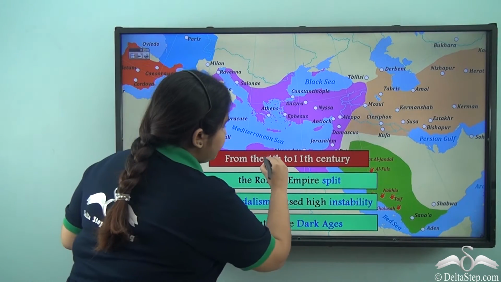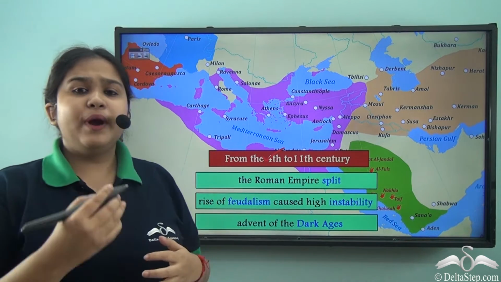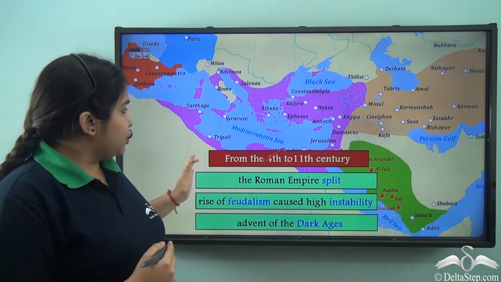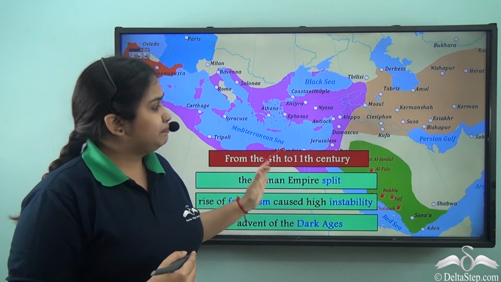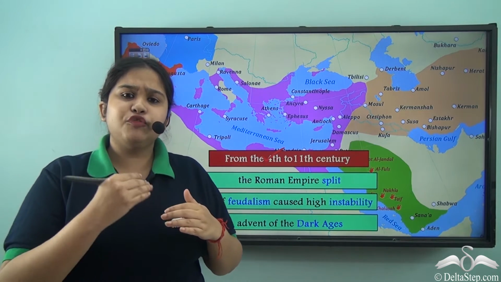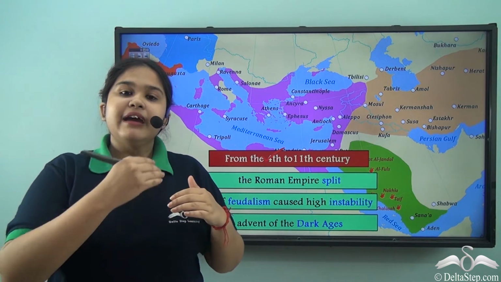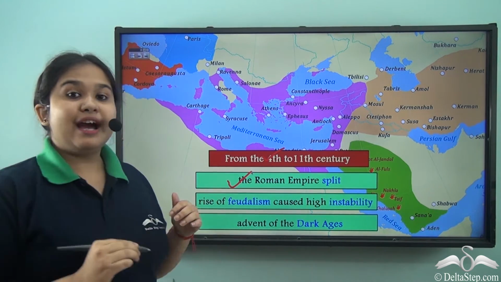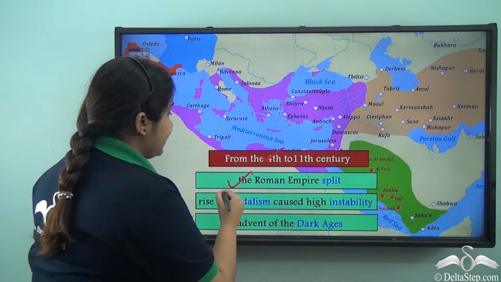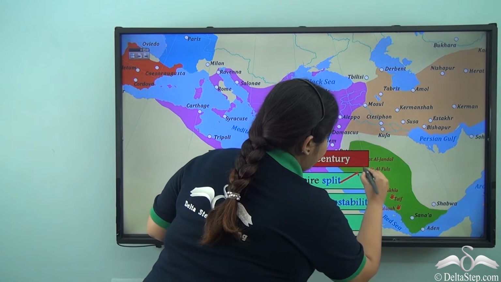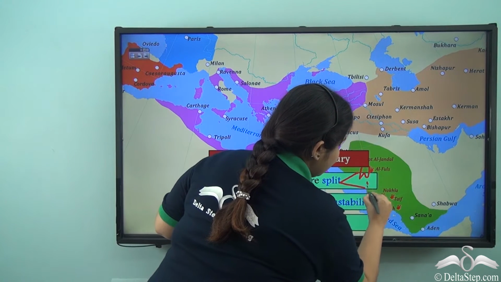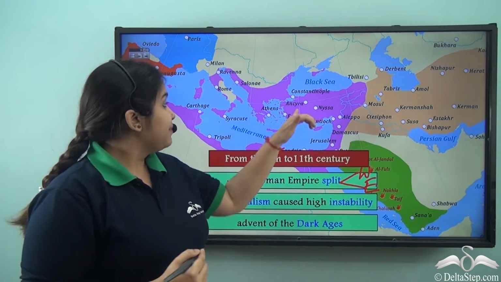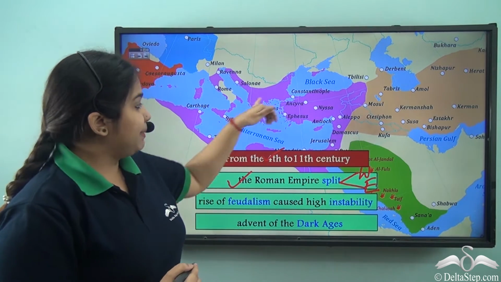So soon after, around the 4th century, the political situation started to change, because the Roman Empire was now going through a phase of constant warfare, and there had already been a split. The Roman Empire, as we already know, was divided into the West and the East, right? The Eastern Roman Empire was known as the Byzantine Empire, marked in pink right here.